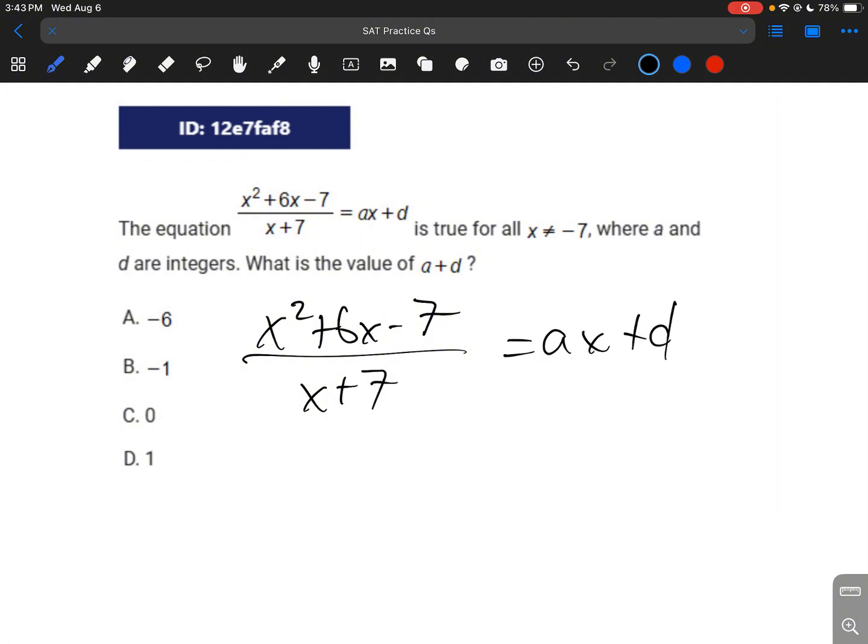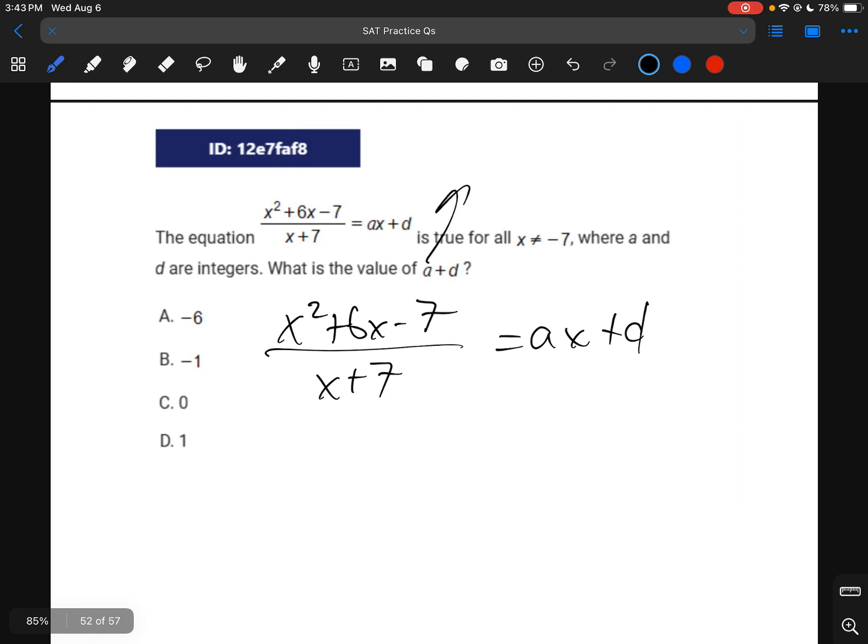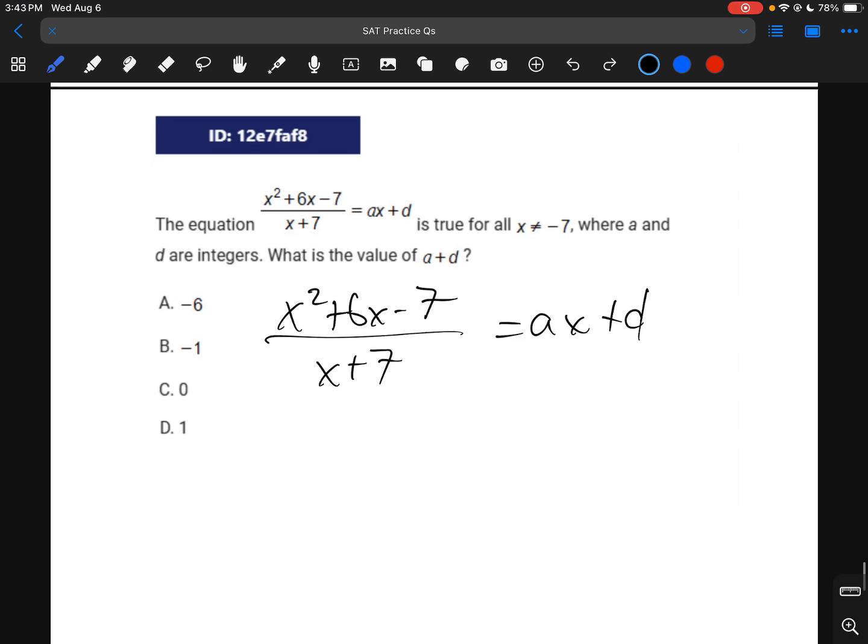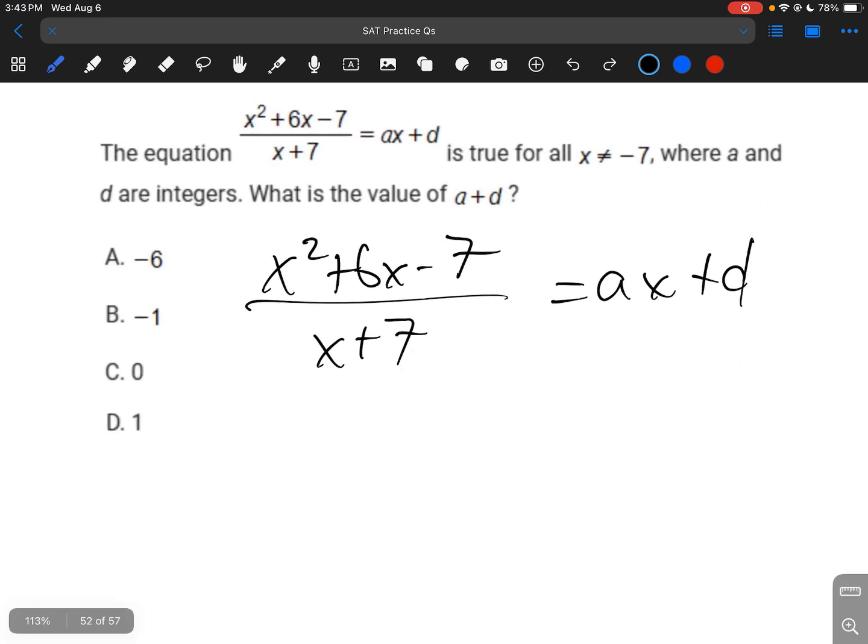And if you look at this quickly, there's no way you're going to find some number for a and some number for d. There's just no way. There's just too many unknowns. You have some unknown a here, you don't know what x is, and you don't know what d is. So there's no way you're going to be able to separate these and find one. So the trick is you need to be able to rewrite these equations.